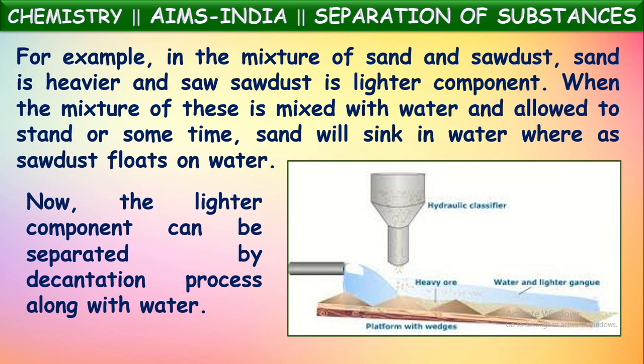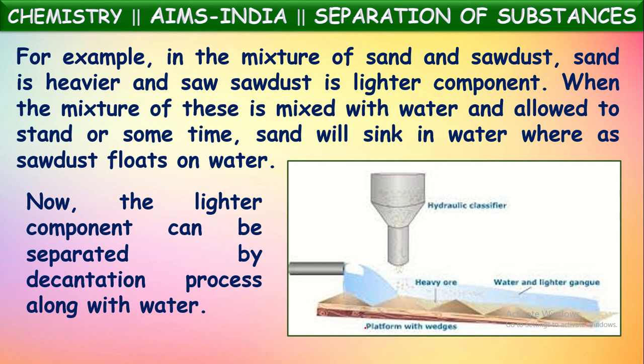Now the lighter component can be separated by the decantation process, of course. So sawdust can be separated by decantation and then sand can be separated by filtration, of course. So this is industrially done in this way by using the gravity method. The mixture of the two components, suppose sand and sawdust, let us suppose.